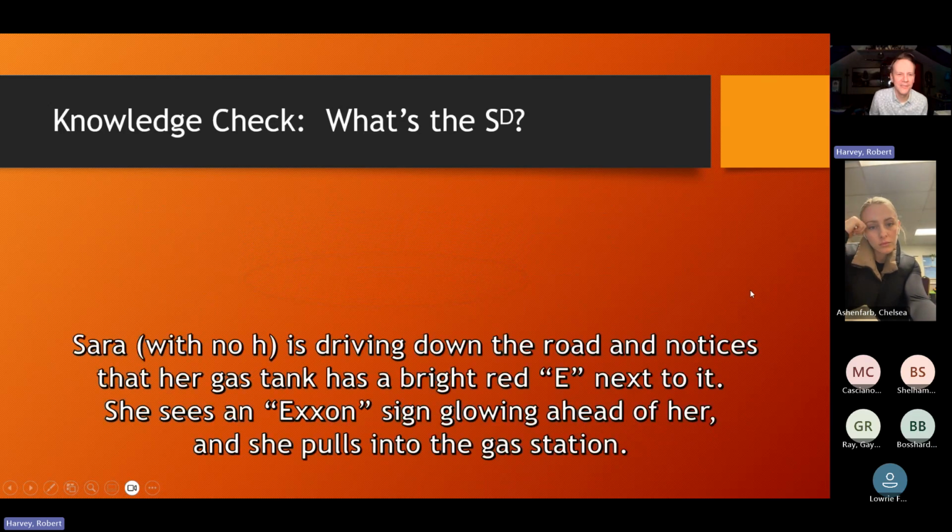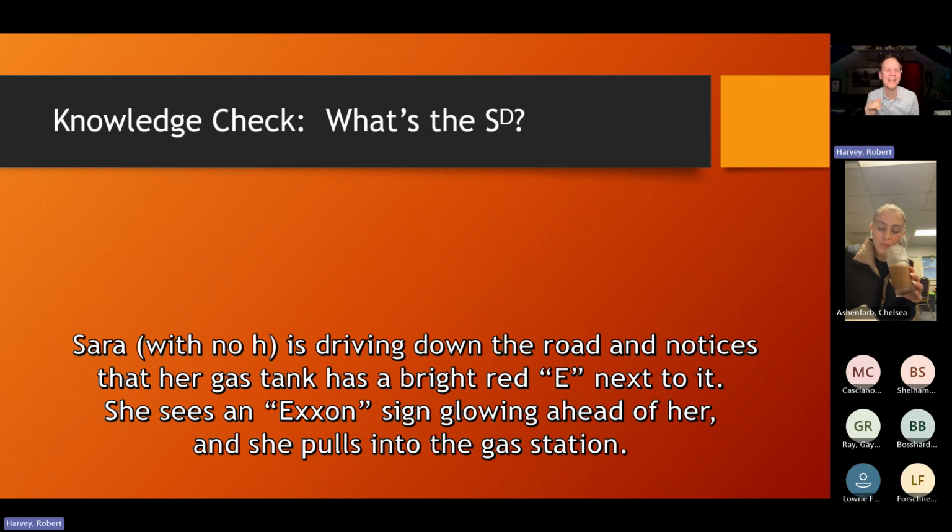Sarah with no H. That's just because I saw Ben Folds in concert a couple weeks ago, and he has a song where he sings about Sarah with no H. So that was the SD that caused me to include that, because obviously you can see that there's no H because it's written. Sarah with no H is driving down the road and notices that her gas tank has a bright red E next to it. She sees an Exxon sign glowing ahead of her, and she pulls into the gas station. This one's a little bit more tricky. What's the SD in this situation?